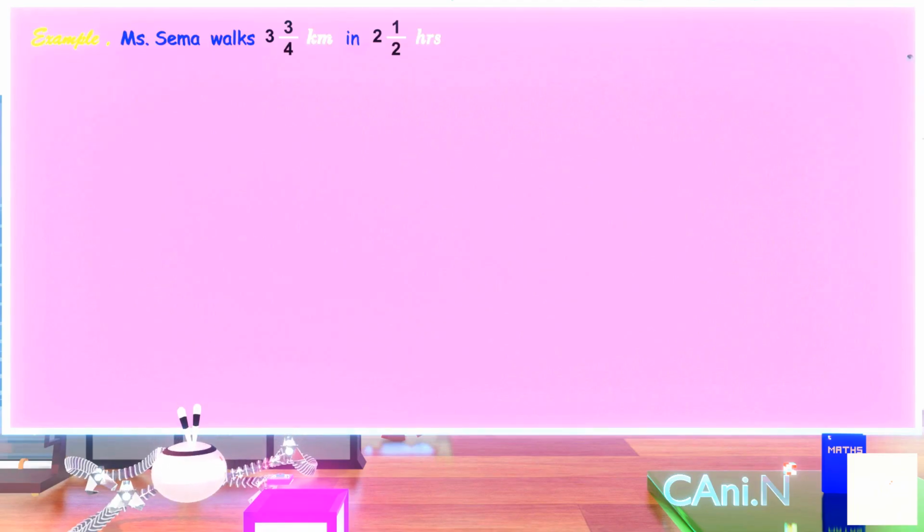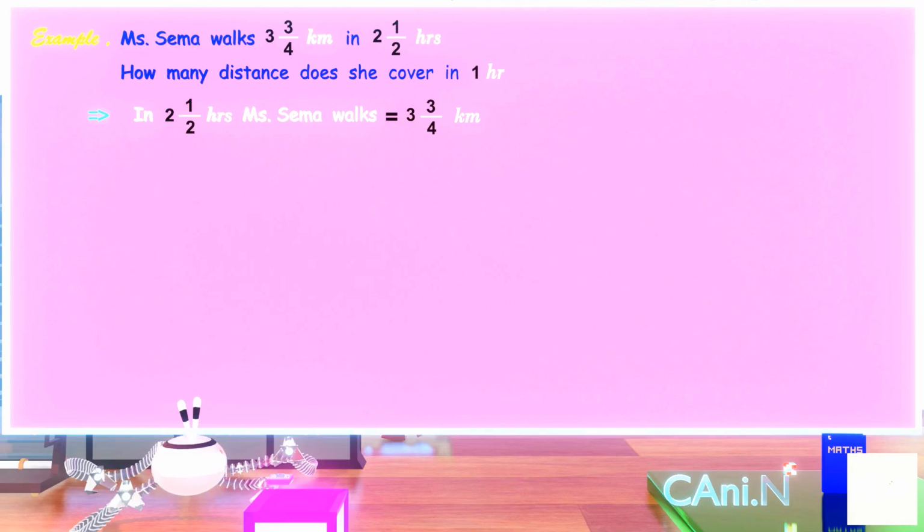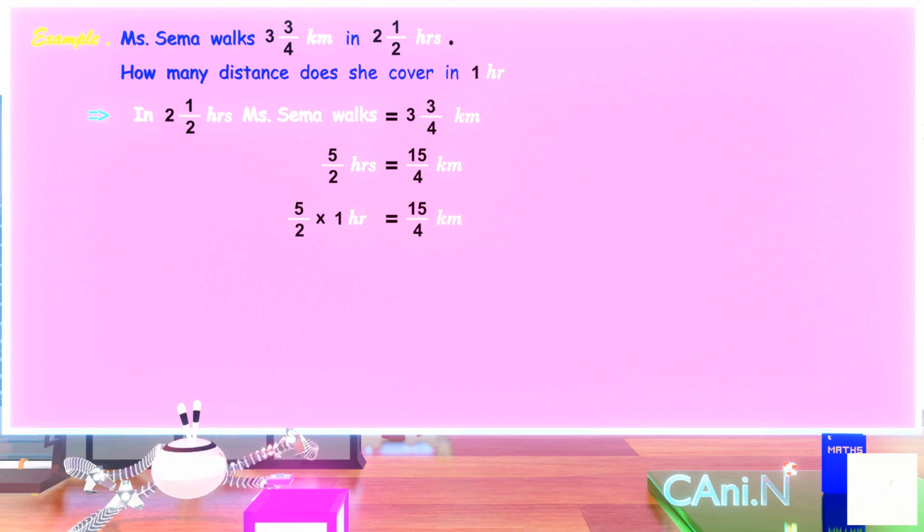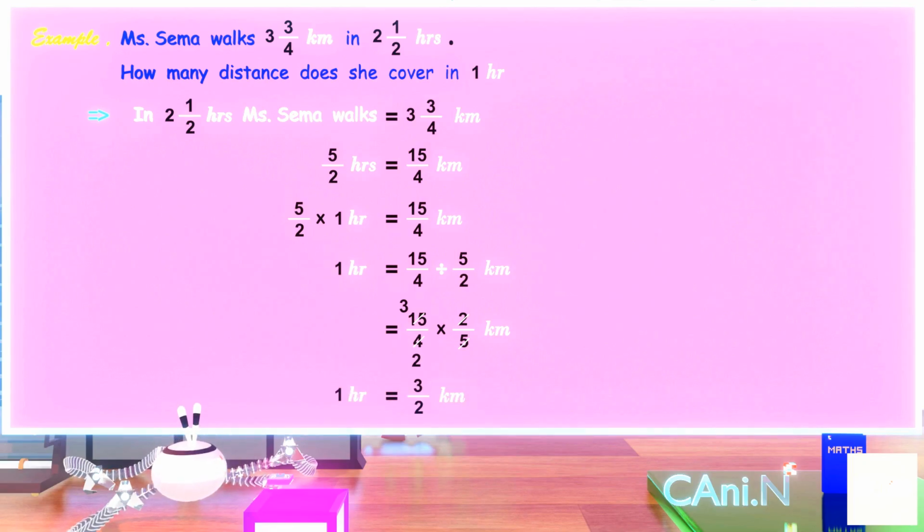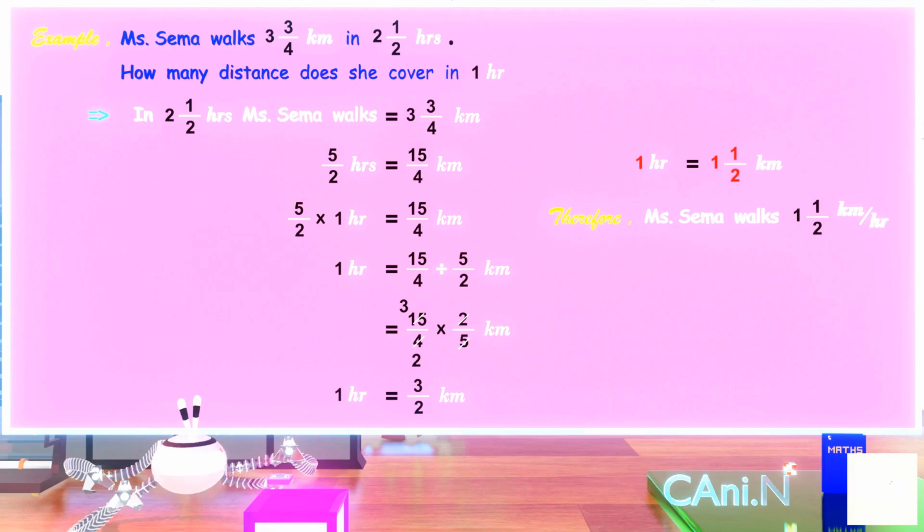Example. Miss Seema walked 3 by 4 kilometers in 1 by 2 hours. How much distance did she cover in 1 hour? In 1 by 2 hours, Miss Seema walks 3 by 4 kilometers. 5 by 2 hours equals 15 by 4 kilometers. Here 5 by 2 hours can be written as 5 by 2 into 1 hour equals 15 by 4 kilometers. Therefore, 1 hour equals 15 by 4 divided by 5 by 2 kilometers. 1 hour equals 3 by 2 kilometers. So, in 1 hour, Miss Seema walks 1 by 2 kilometers. Therefore, Miss Seema walks 1 by 2 kilometers per hour.